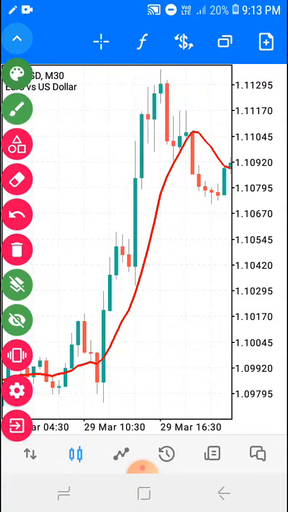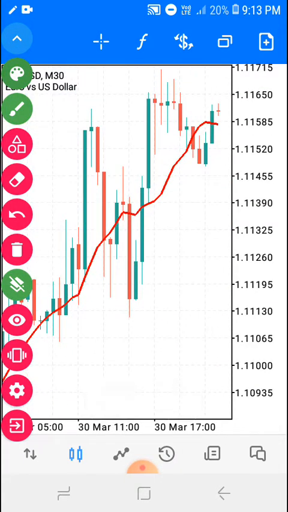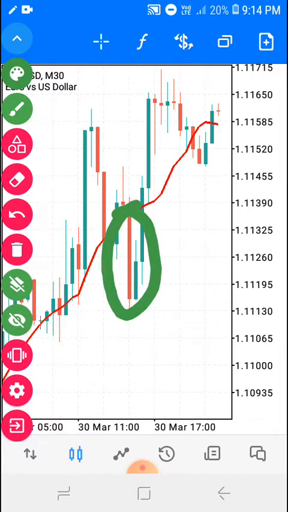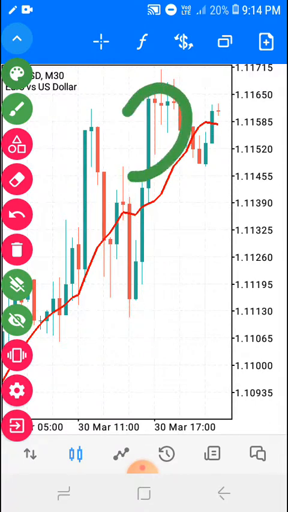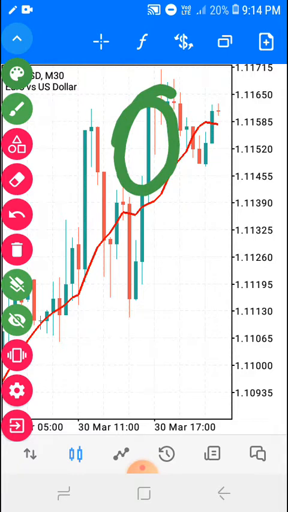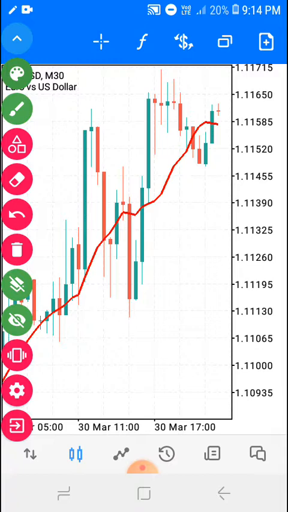So how moving average works is that every time the indicators are below the moving average, it's a sell signal. And every time you see the candlestick above the moving average, it's a buy signal. You don't see the candlesticks above the moving average and then say no, I will sell. No, I don't do that. That will be too risky.